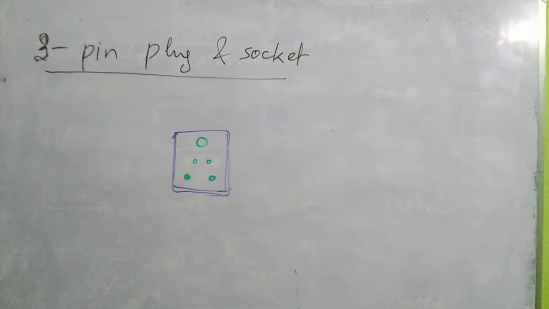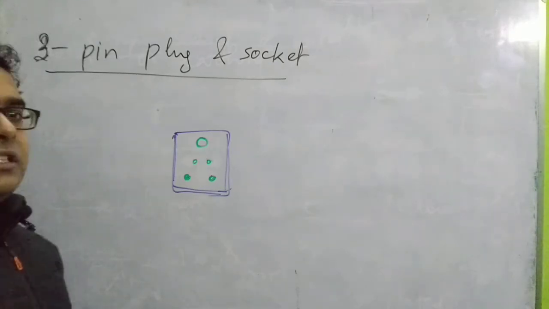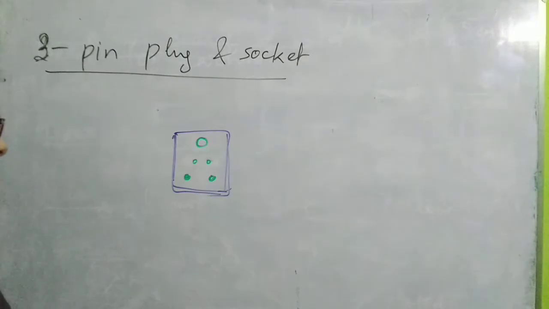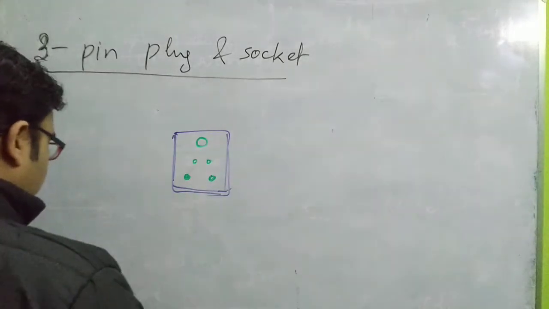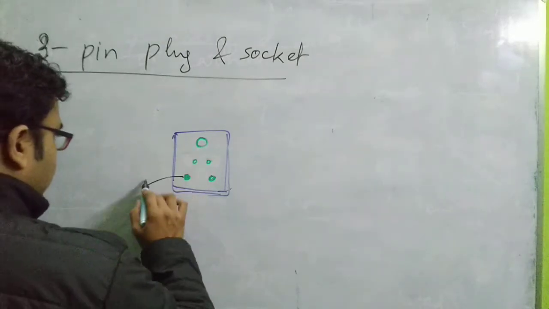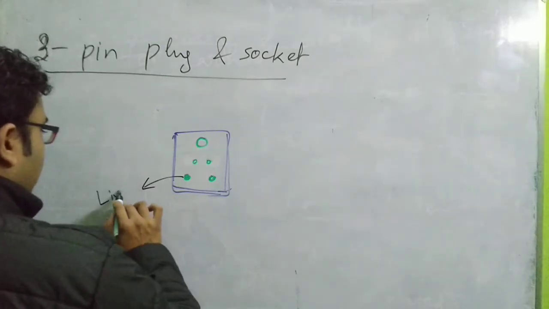The sockets are actually the holes provided on the switchboard, and the plug that you put into the socket similarly has 3 pins. You might have seen that one pin is bigger than the other 2 pins. The 2 pins are of the same size. The left side is the pin for the live wire.